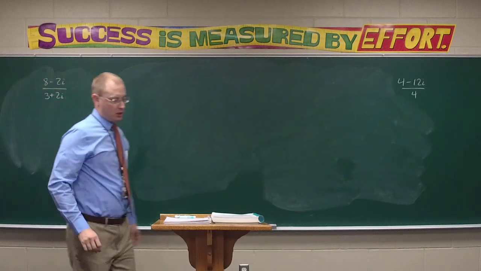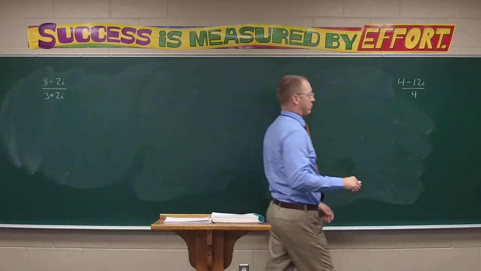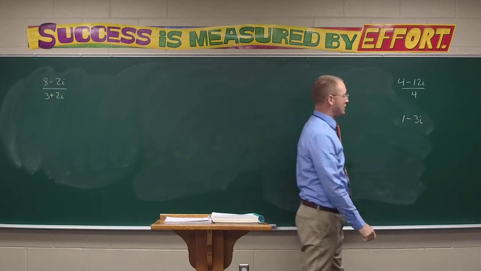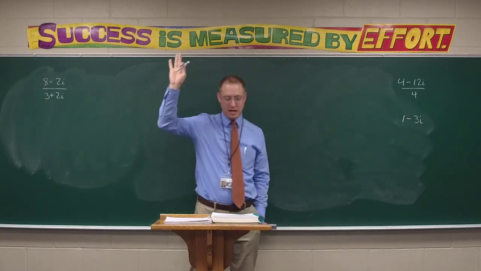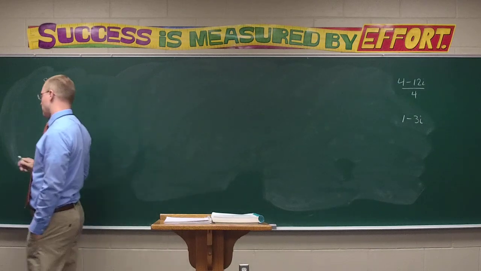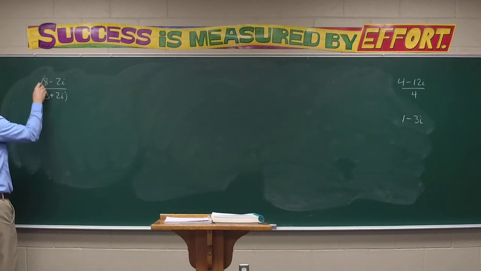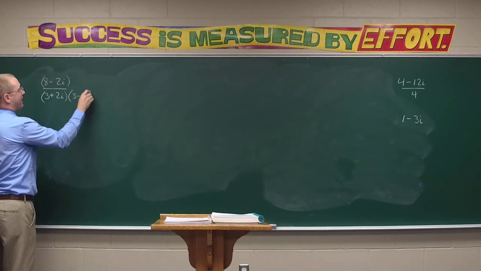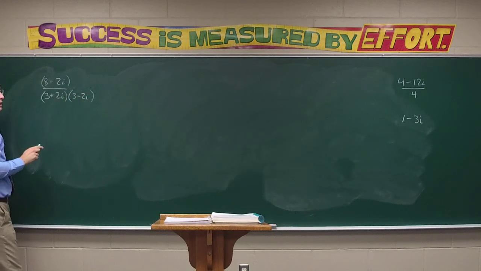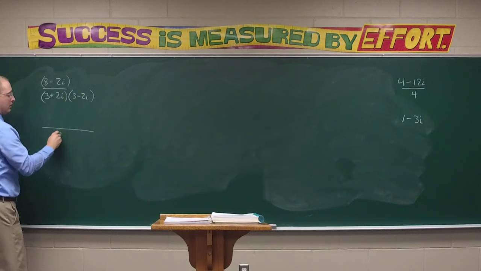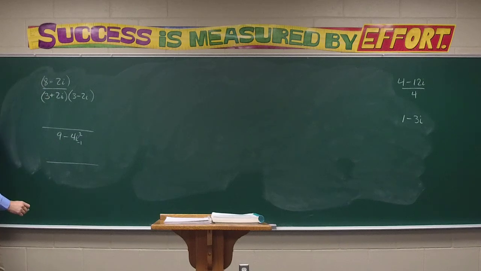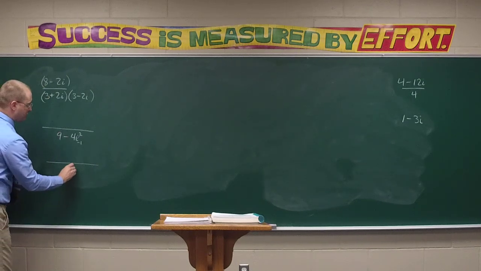Brandon, on number 17, what did you get when you divided by 4? 1 minus 3i. Really couldn't get much easier, right? How many got the same thing? And then coming over here, Abby, you said to multiply by the conjugate. What is the conjugate of 3 positive 2i? 3 negative 2i. And I multiply that by the denominator. 9 negative 4i squared. Which, of course, becomes a negative 1. So we really end up with 13. Right, 9 plus 4 becomes a 13.